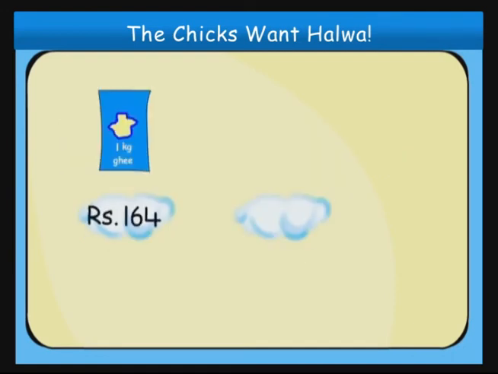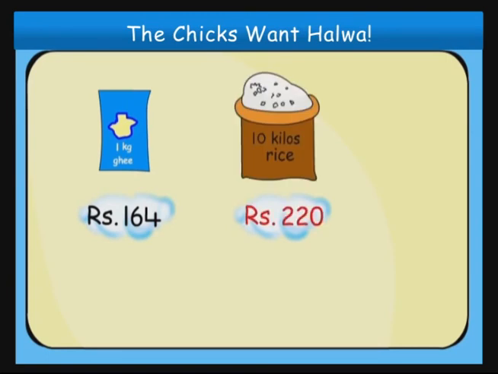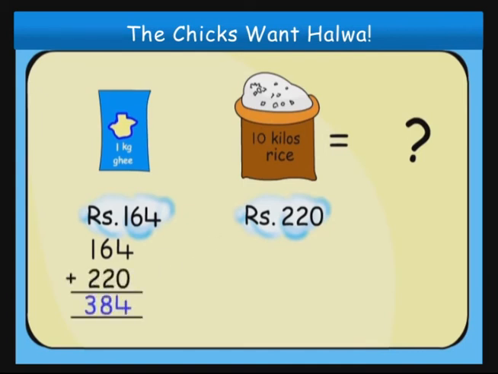Sita bought 1 kilo ghee for 164 rupees and 10 kilos of rice for 220 rupees. How much did she spend in all? 384. Sita spent 384 rupees.